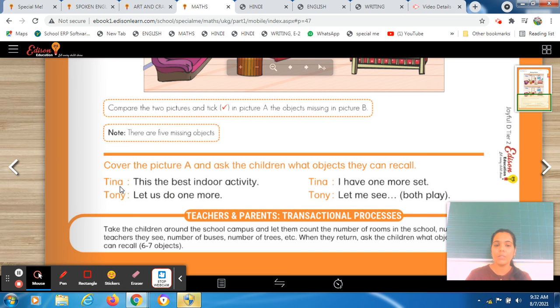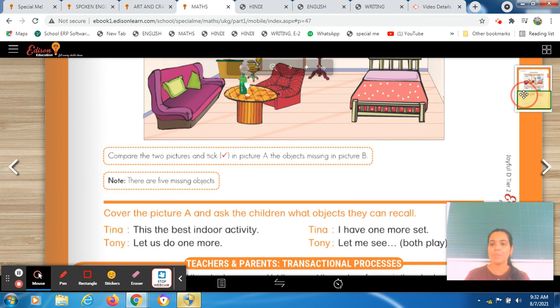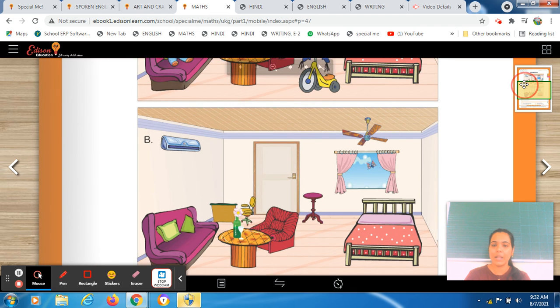So Tina, the girl, said, "This is the best indoor activity." Yes, Tina is right. I also like this activity. So Tony said, "Let us do one more." Tina said, "I have one more set." So Tony said, "Let me see." Both play. So they both are playing. You also want to play? Yes, ma'am.